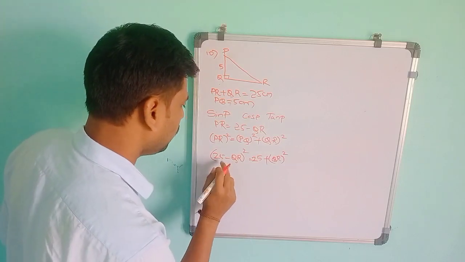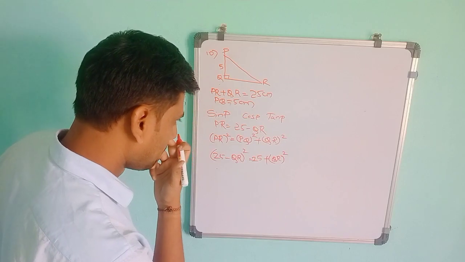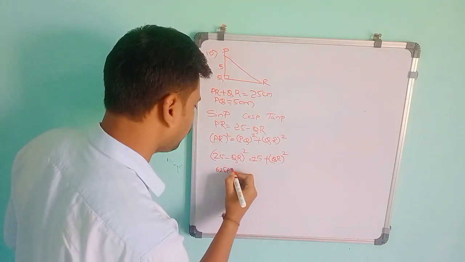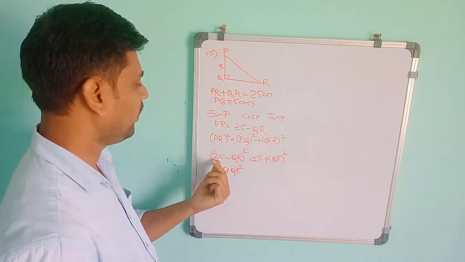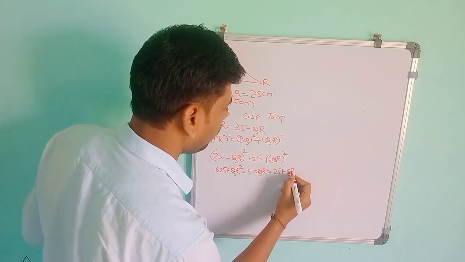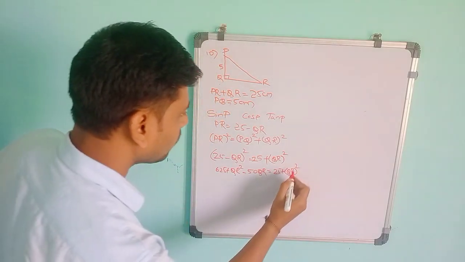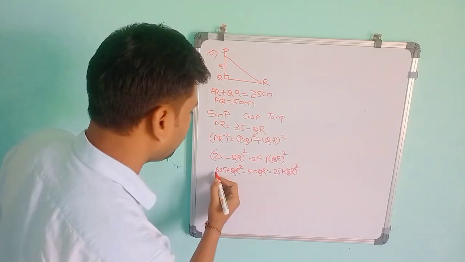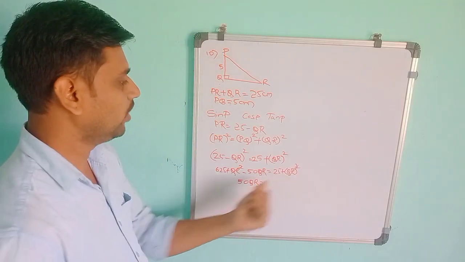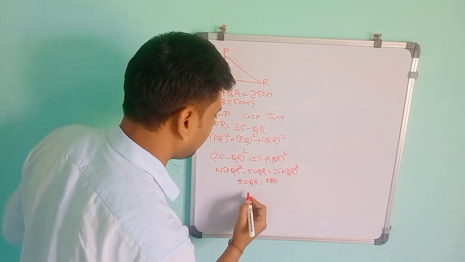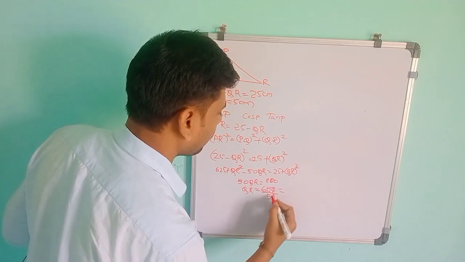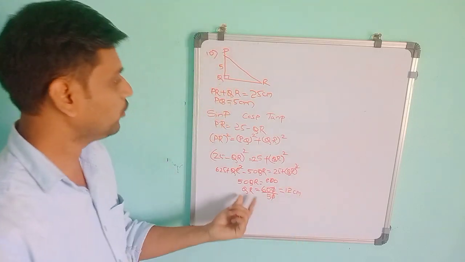So A square is 25 square, 625, minus 2AB, 2 into 25, 50 QR, plus QR square, is equal to 25 plus QR square. Then QR square gets cancelled. So remaining is 625 minus 50 QR is equal to 25. Then 50 QR is equal to 625 minus 25, it will become 600. Then QR is equal to 600 by 50, it will be 12 centimeter. We got the value QR as 12 centimeter.